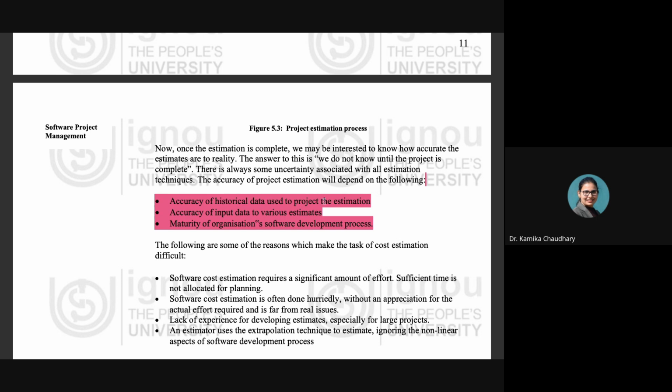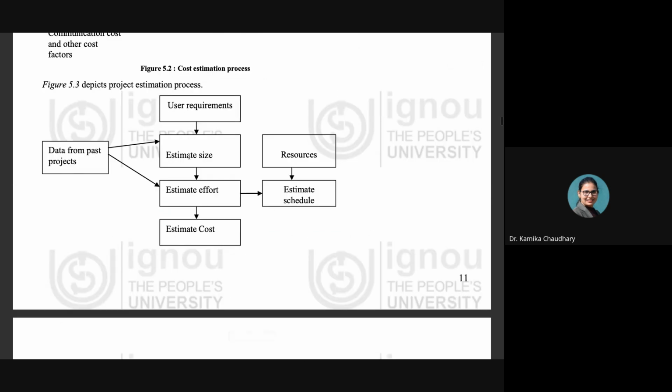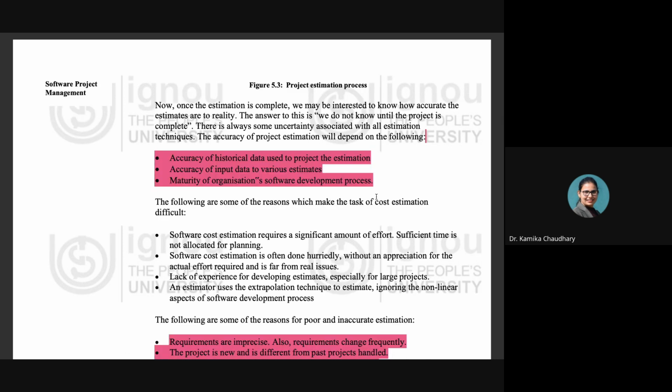But the overall effort of the project manager is what? That this estimation has an accuracy, right? Whatever estimation we are making, whether of the size, effort, cost, or the schedule, those estimates should lie nearer to the actual cost, which is going to occur in the future, because estimation is made before the actual cost comes, right? So these are all the factors on which the accuracy of the project estimation depends.